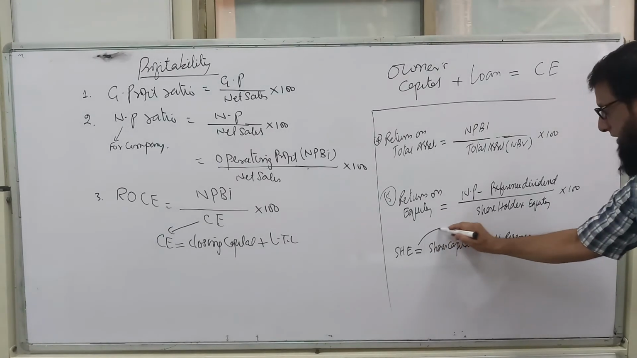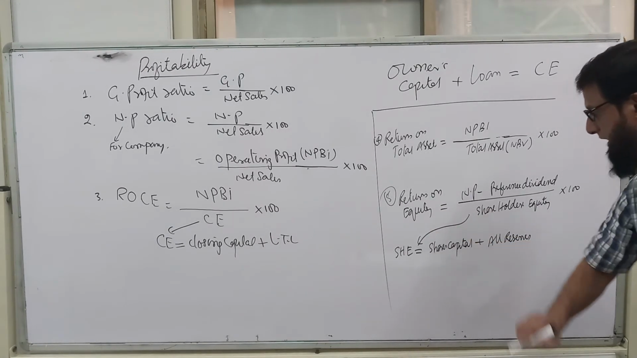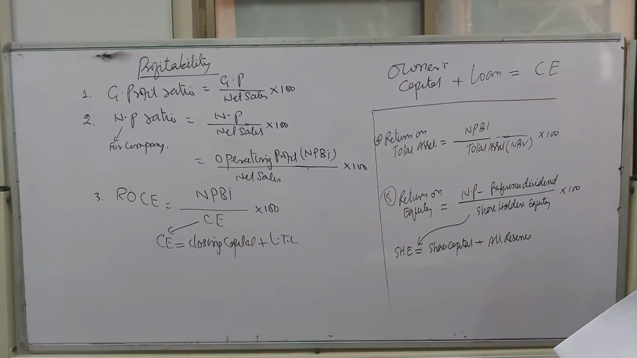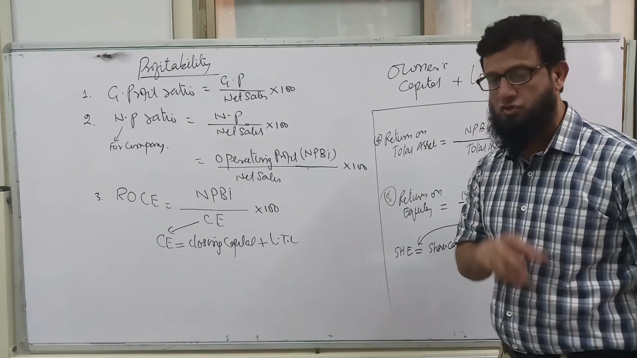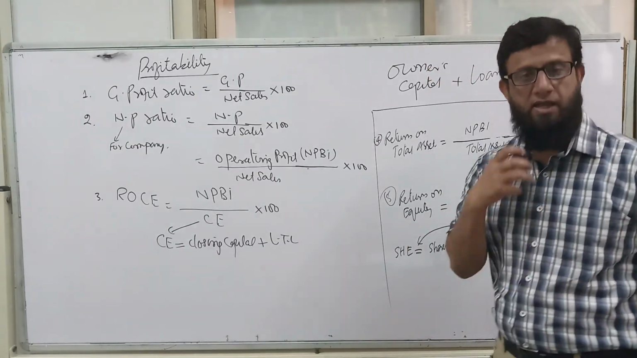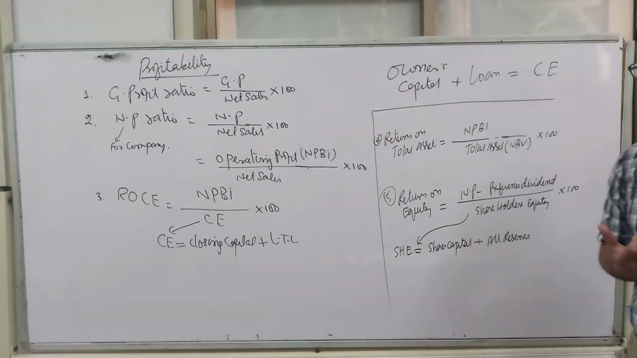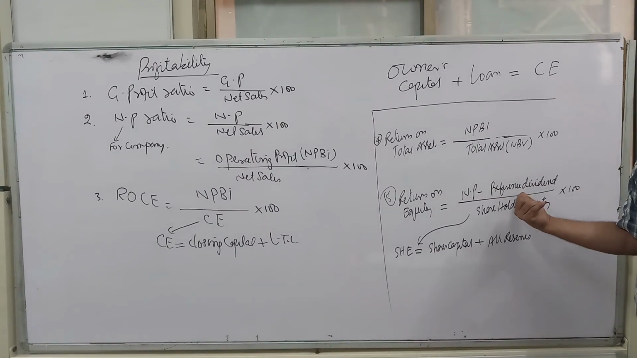This shareholder equity will be calculated by this formula. Return on equity is equal to net profit minus preference dividend divided by shareholder equity. This will show how much profit the company has earned on the basis of total equity. That is, how much the shareholder equity is and how much profit the company is earning on it. Preference dividend is subtracted because preference shareholders are not owners of the company, right?